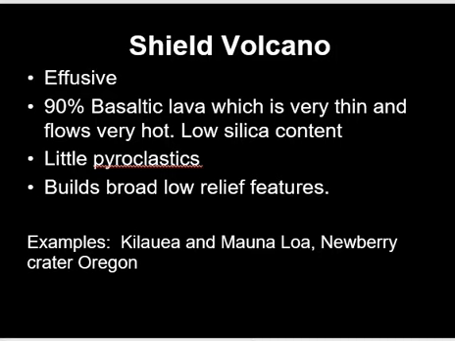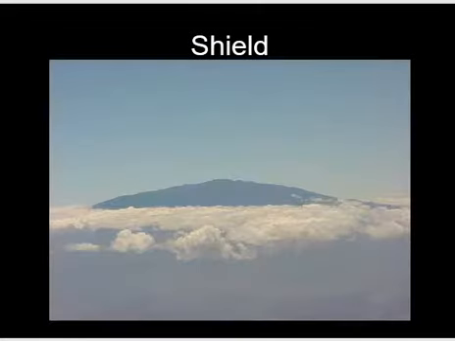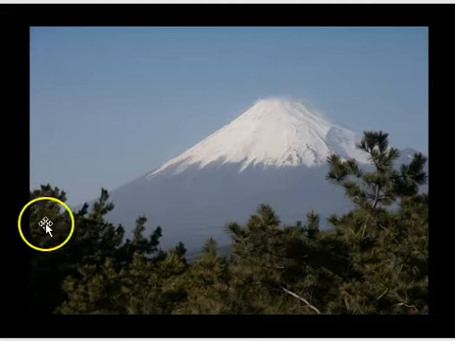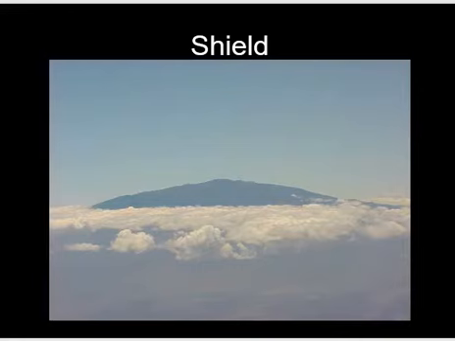They are not the high cones because the material is too fine, too thin, too runny to build these very steep-sided features. And so Newberry Crater in Oregon is an example of a shield volcano, and in Hawaii, Mauna Loa. So here is a shield volcano, and these are huge, huge features. If we go back and look again at the slope here, you've got a much steeper slope compared to this shield volcano.